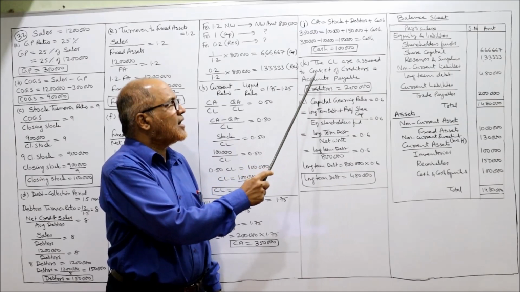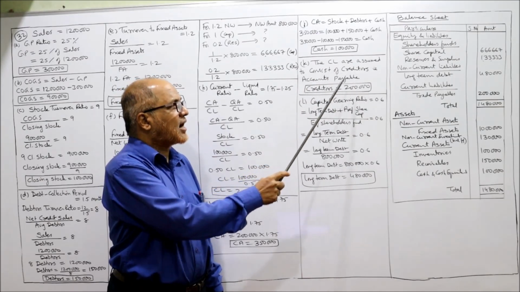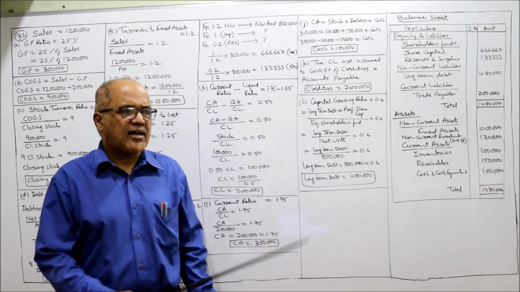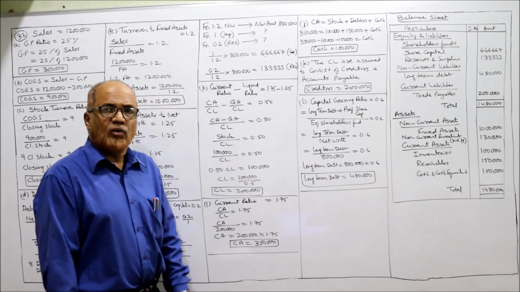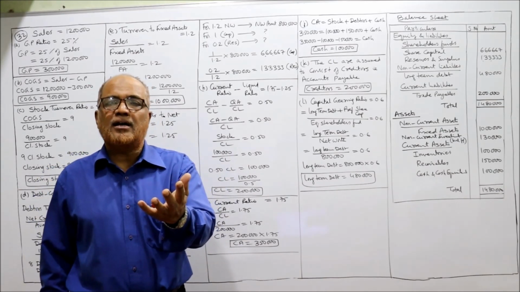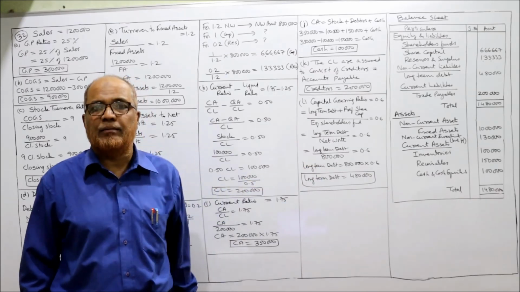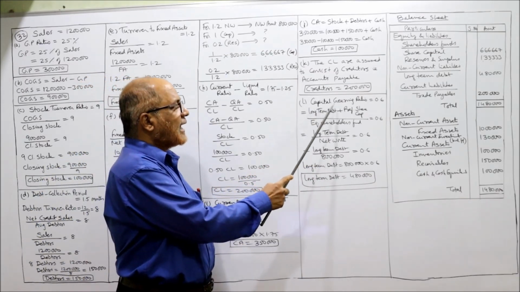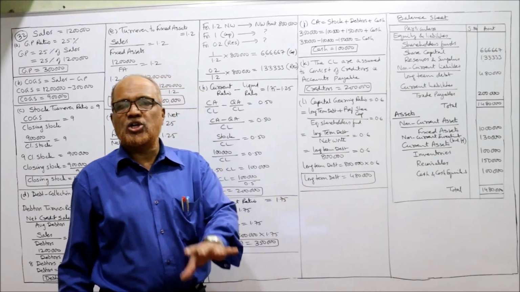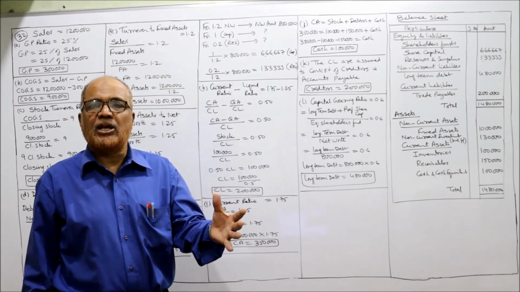Now the current liability is assumed to consist of creditors, that is accounts payable. Only one item is the current liability. So we assume that current liability consists of only one item, that is creditors, that is accounts payable. That's all. Then one last ratio is given, capital gearing ratio.